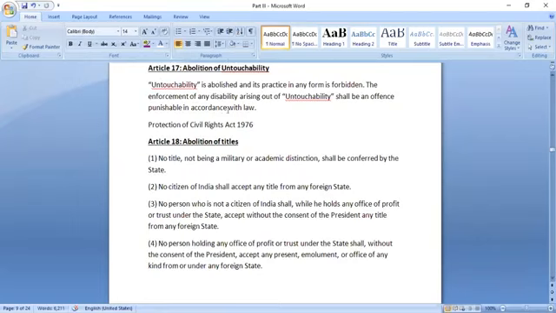So after this particular article was inserted, there were multiple other laws that also came in order to ensure that the practice of untouchability is abolished, and those people who were discriminated get enough opportunities for their rehabilitation and to cope up with the society as a whole. So it is Article 17 that talks about abolition of untouchability.